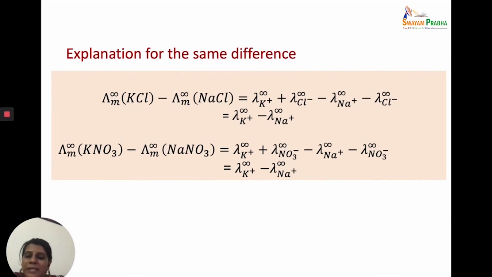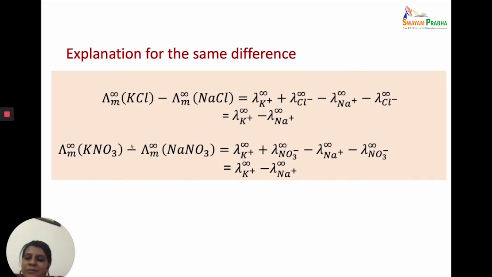Now, how do we explain this? We've just said that the lambda infinity of the electrolyte can be written as an algebraic sum of the lambda infinity of the cation and the anion. So if I were to write the difference between lambda m infinity KCl minus lambda m infinity NaCl as an algebraic expression, then that can be written as lambda infinity K+ plus lambda infinity Cl- minus lambda infinity Na+ minus lambda infinity Cl-, which will give you lambda infinity K+ minus lambda infinity Na+.